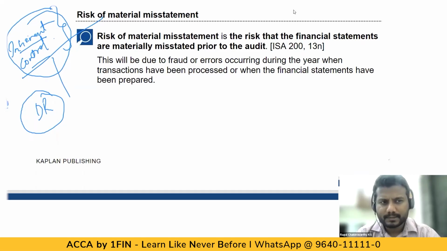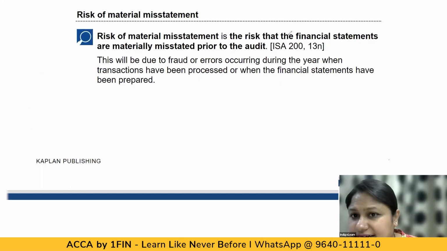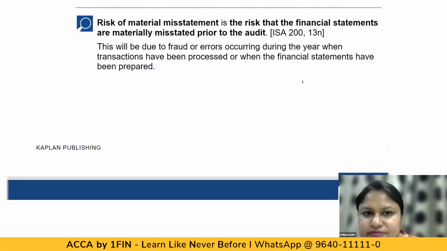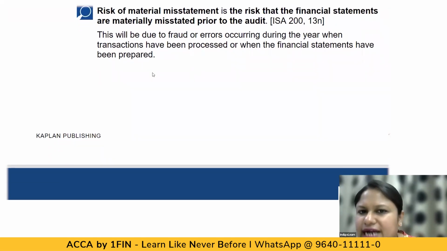Now, risk of material misstatement is the risk that financial statements are materially misstated prior to the audit. Why prior to the audit? Because detection risk is going to decide how many procedures you are going to perform. But to understand this, you have to check inherent and control risk, which will be present irrespective of the audit. Correct? So prior to the audit, what is going to give the scope for the risk of material misstatement to be present? Inherent and control risk.